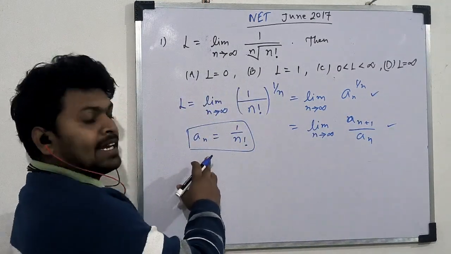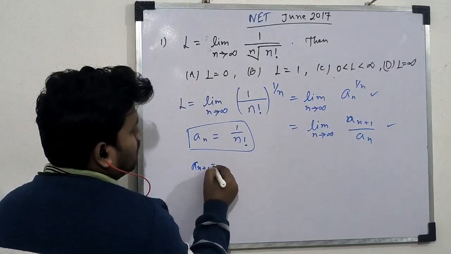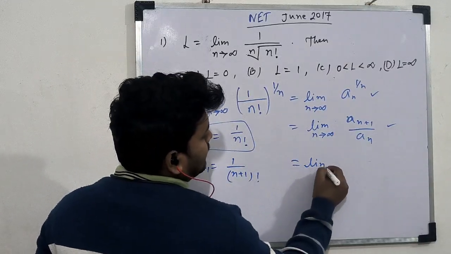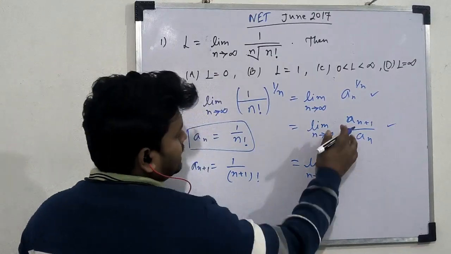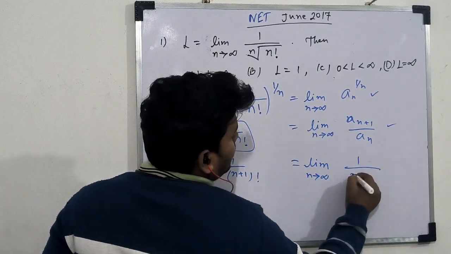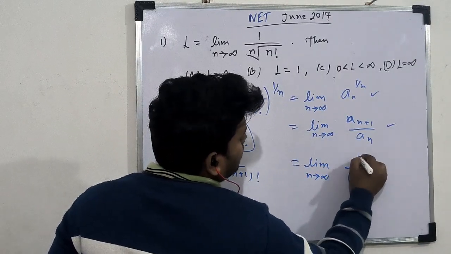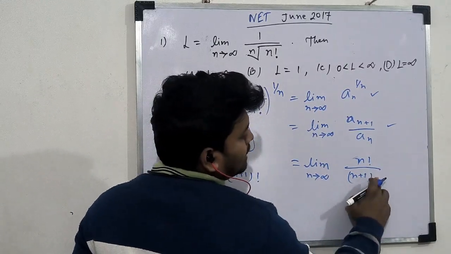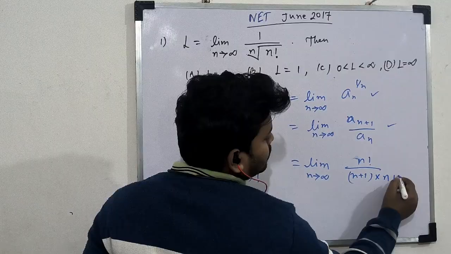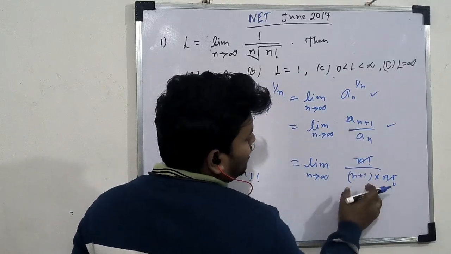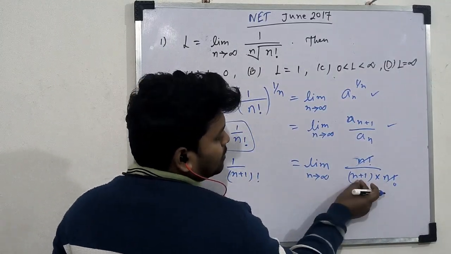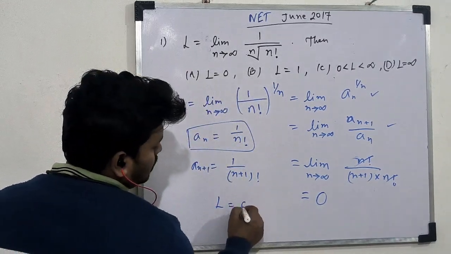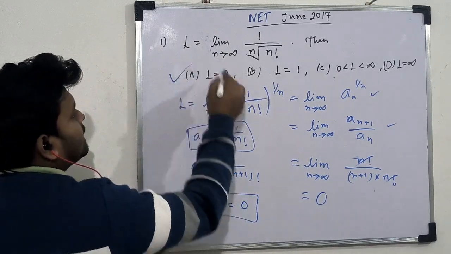So as an equals this, an plus 1 will be 1 by n plus 1 factorial. Therefore we get, from this, n tends to infinity of 1 by n plus 1 factorial times n factorial. Now n plus 1 factorial can be written as n plus 1 into n factorial, so n factorial and n factorial cancel out. So we get 1 by n plus 1, and if we put n tends to infinity, this will be 1 by infinity, that is 0. Therefore we get L equal to 0. Okay, so option A is right.